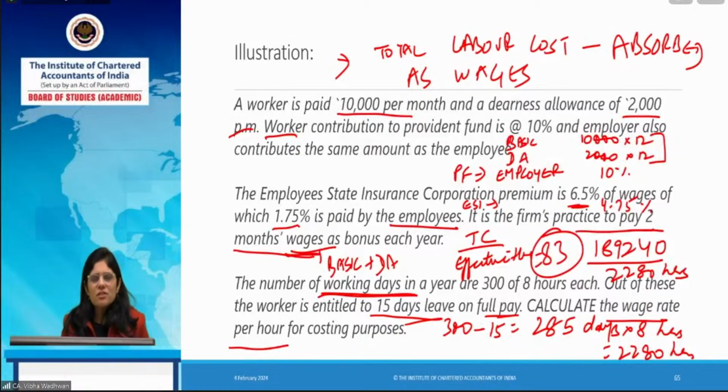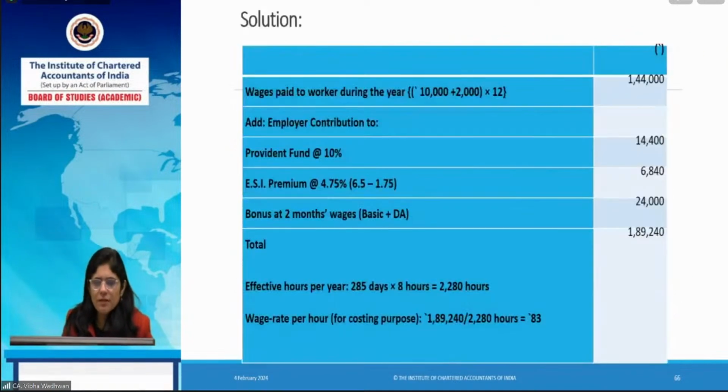So in this question, we have absorbed the entire cost we are paying to direct workers as part of direct wages only. We are not considering the employer contribution, the non-monetary benefits, all the holiday pays, as overheads. We are considering everything as direct cost. Clear? So students, I hope you have understood the idea and concept behind absorption of wages.